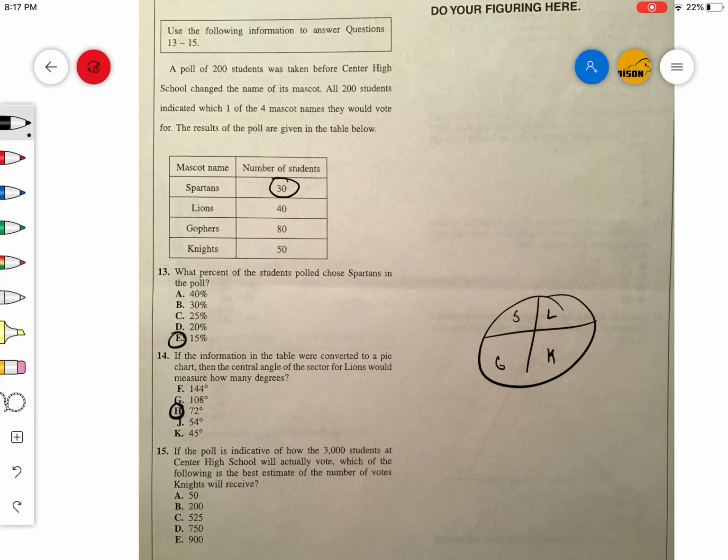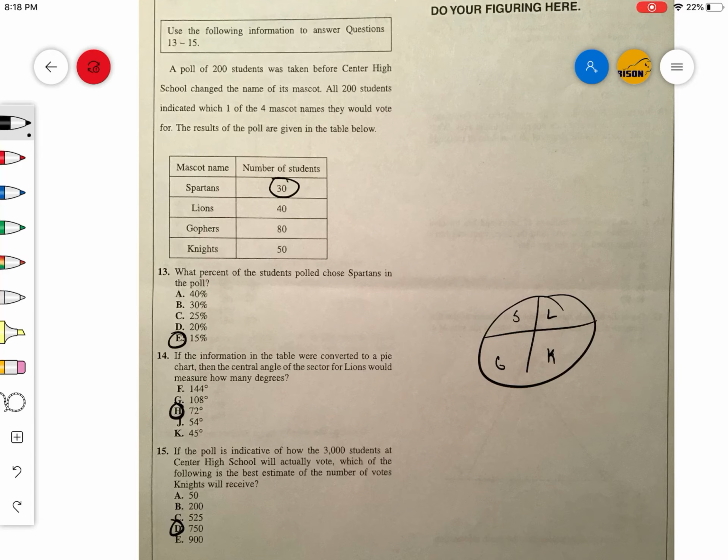On number 15, if the poll is indicative of how the 3,000 students at the school would actually vote, what would be the best estimate of the number of votes the Knights would receive? Knights receive 50 out of 200. A little bit of quick math will tell you that that's 25%. So 25% of the population is going to vote for Knights. Let's figure out what 25% of 3,000 is. 3,000 times 0.25 gives me 750. So D, 750 people are likely to vote for Knights.